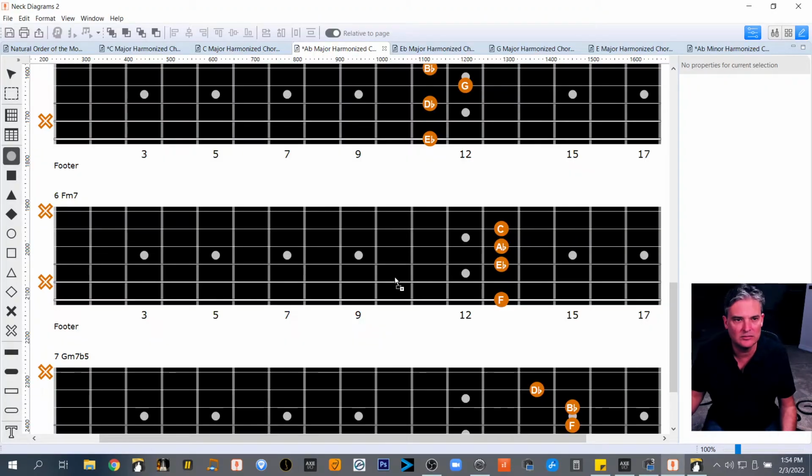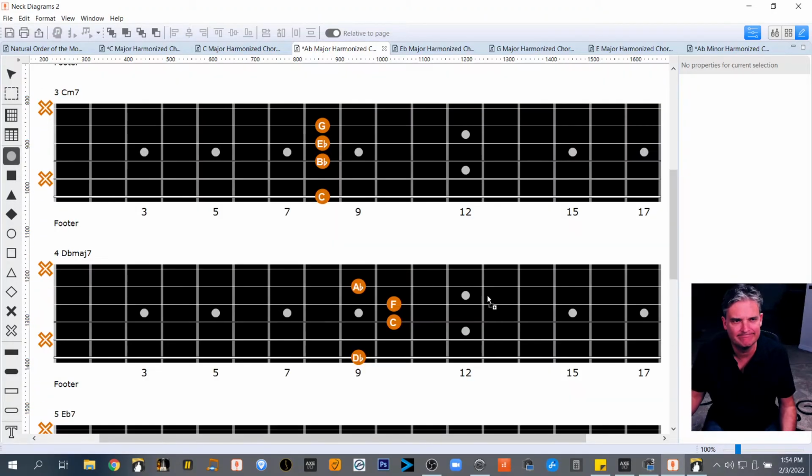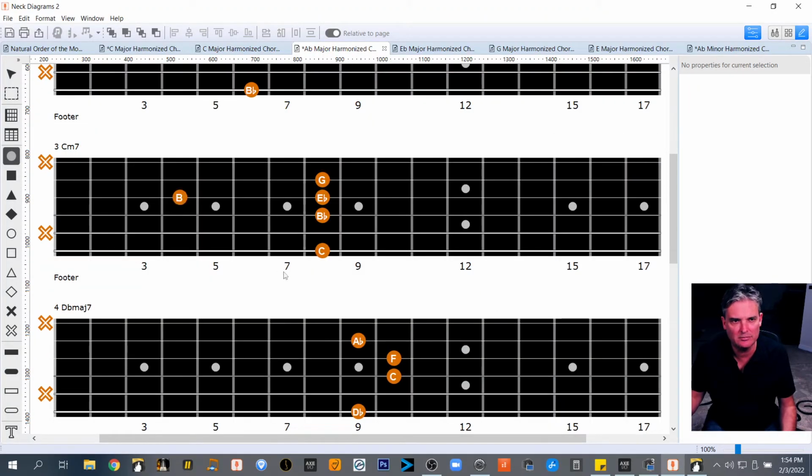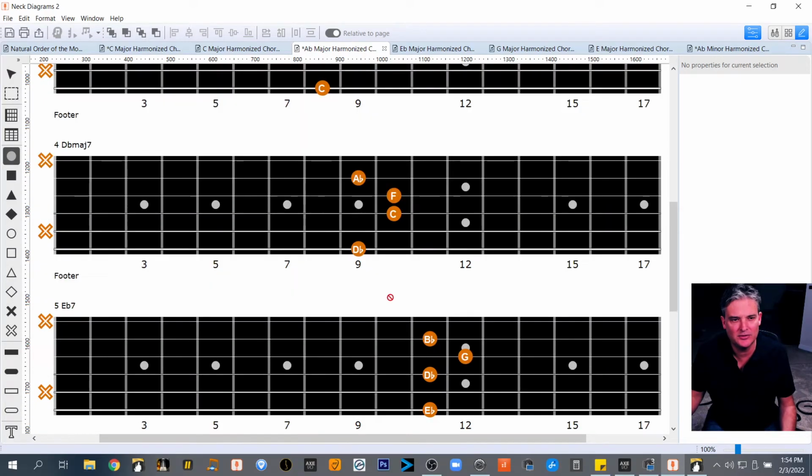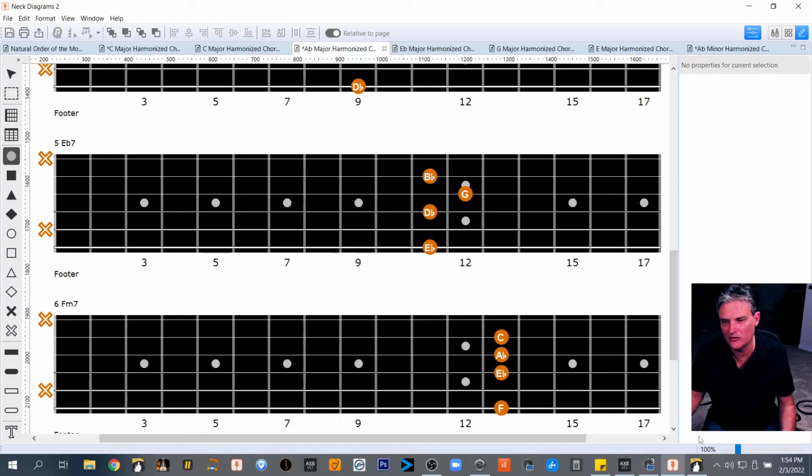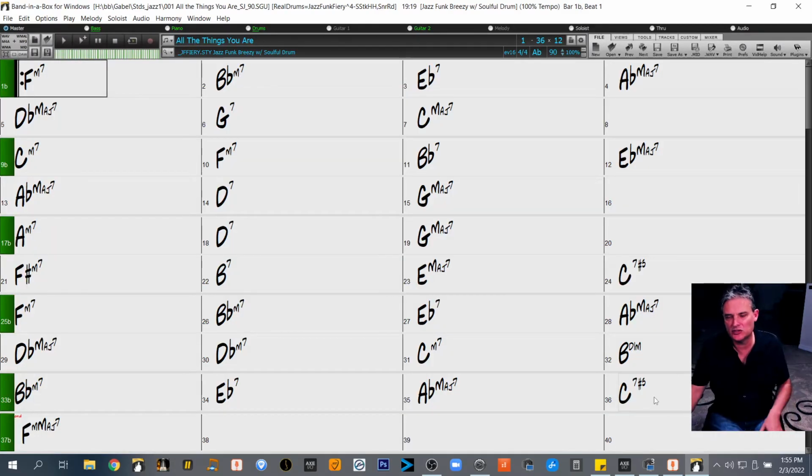Let's look at that. If we're at C, 1, 2, 3, 4, we're at F minor. So that C7 sharp 5 was used to help us get back to the beginning. So that is how we would analyze all the things you are.